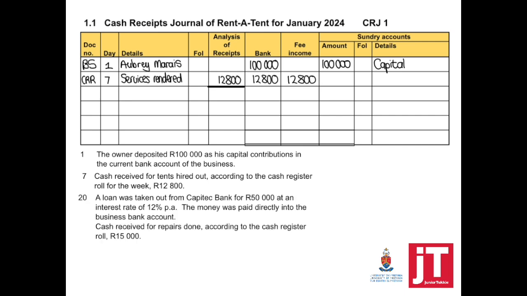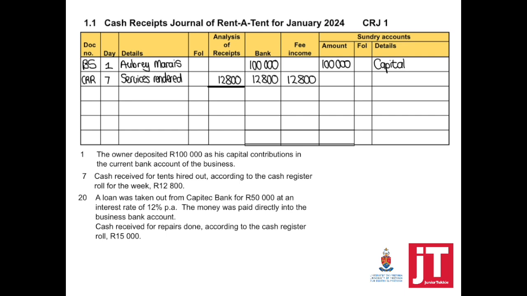On day 20, a loan was taken out from Capitec Bank for 50,000 at an interest rate of 12% per annum. The money was paid directly into the business bank account. On the same day, cash received for repairs done according to the cash register roll, 15,000. So there's now 2 transactions on the same day. So starting with the first one, the loan was taken out.